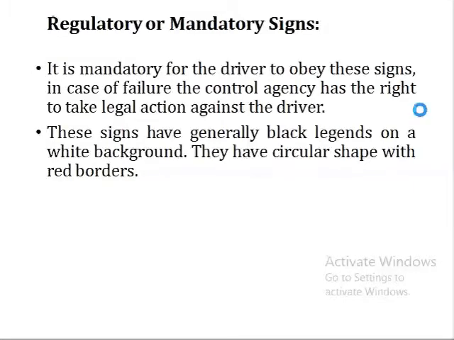Second types of signs are known as regulatory or mandatory signs. Mandatory word itself means compulsory. It is mandatory for the driver to obey these signs. In the case of failure, the control agency or the traffic policeman has the right to take legal action against the driver. It means if you do not follow these rules, you will be penalized by the traffic policeman. These signs generally have black legends with a white background, having circular shape with red borders.